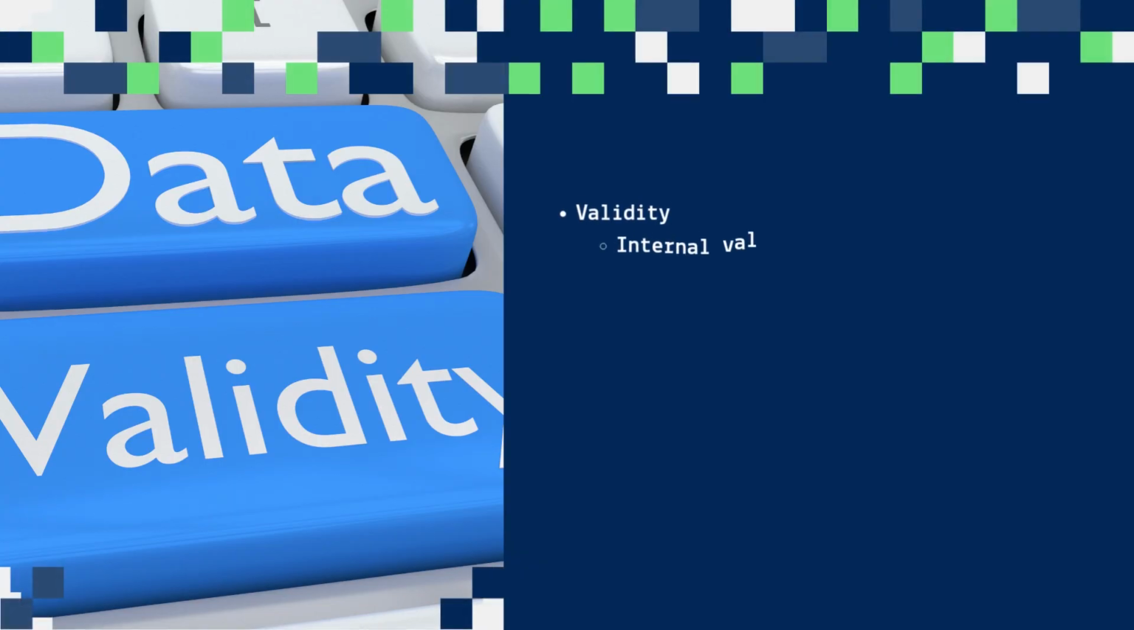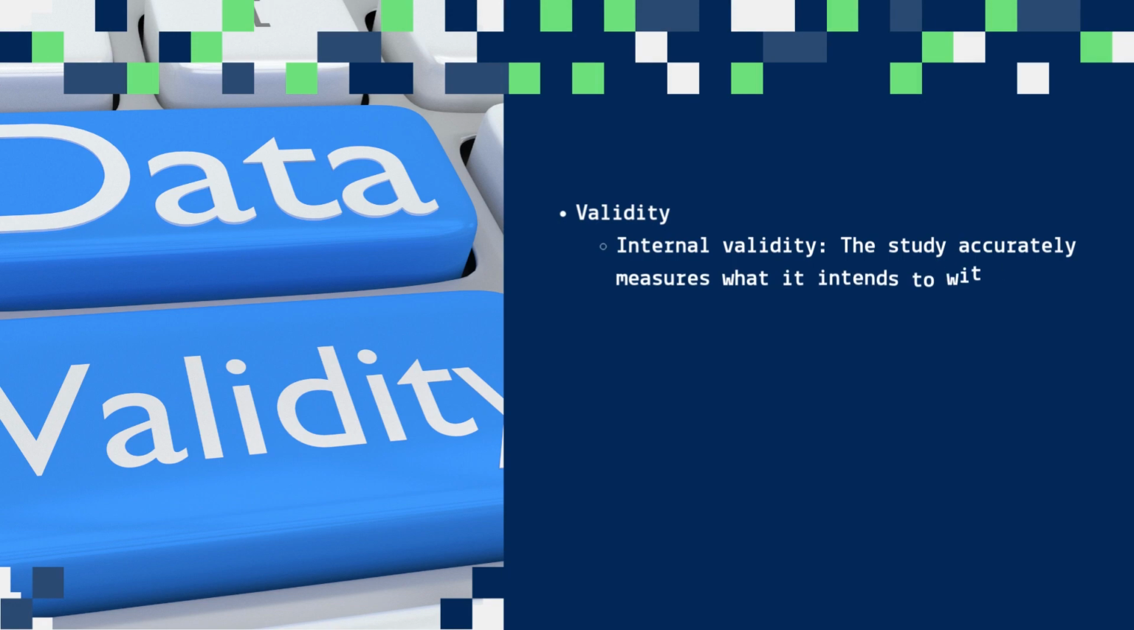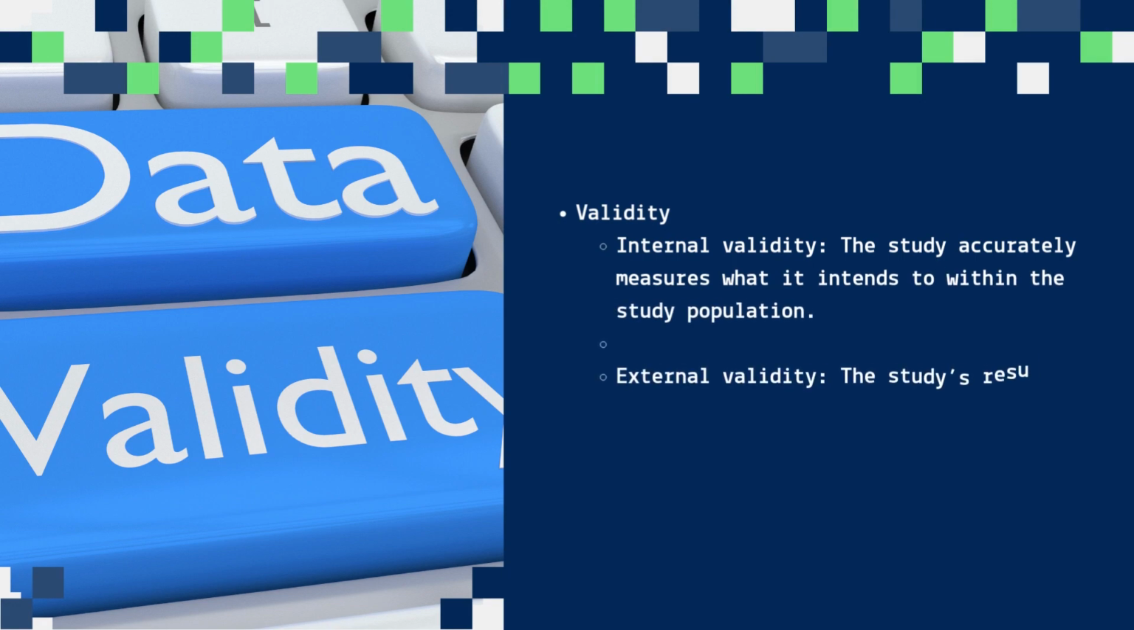Finally, a quick word on validity. Internal validity is about whether the study accurately measures what it set out to within its own population. External validity is about whether the results can be generalized to other groups or real-world settings. In other words, does the study work only in the lab, or will it hold true out in the real world?